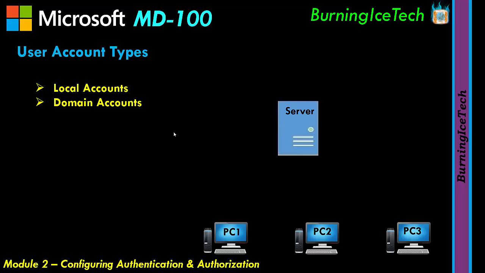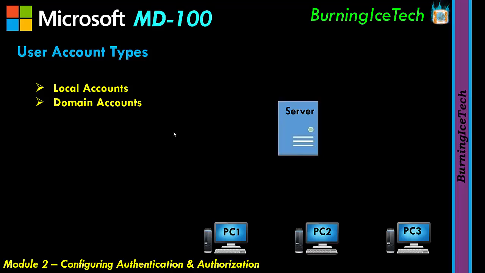In your home environment, you're probably not going to find this. In a small office environment, you also might not find this. This is normally something you'd only find in a medium to large size organization. So these PCs are probably going to be joined to your company domain. If I had a fake company, it would probably be called BurningIceTech.com.